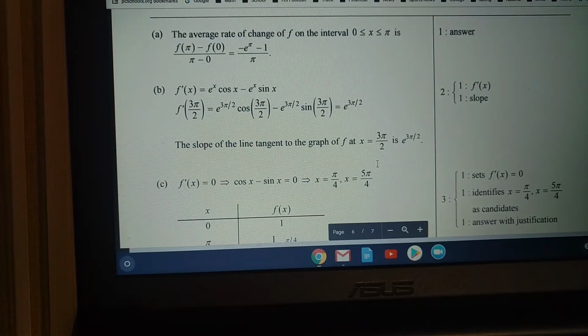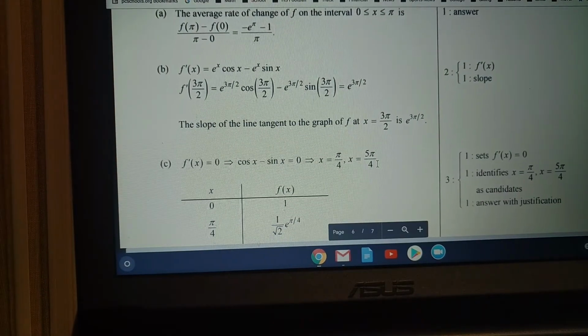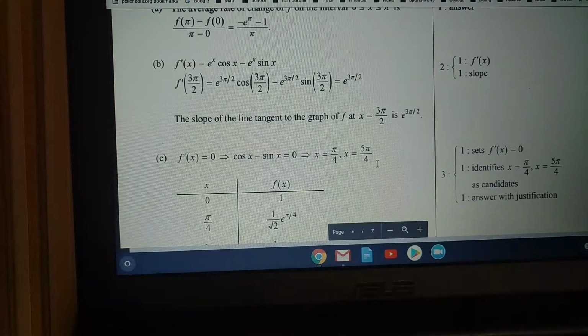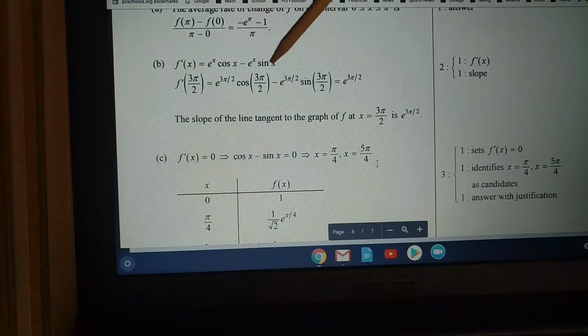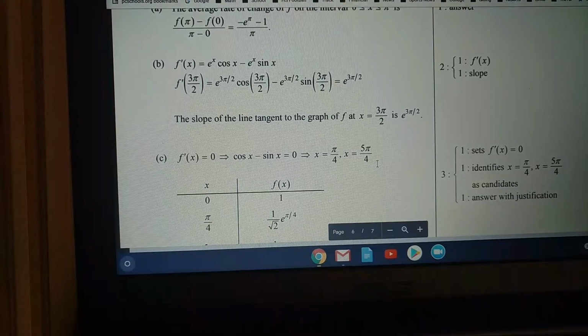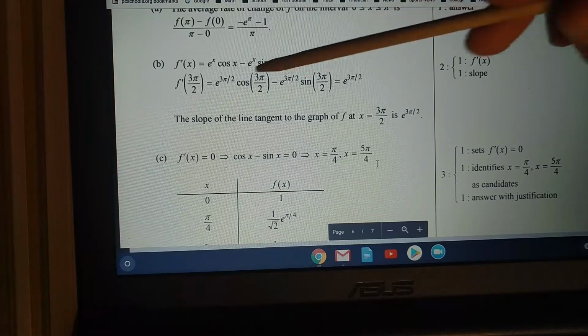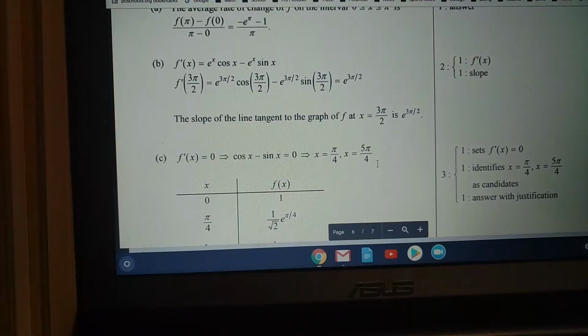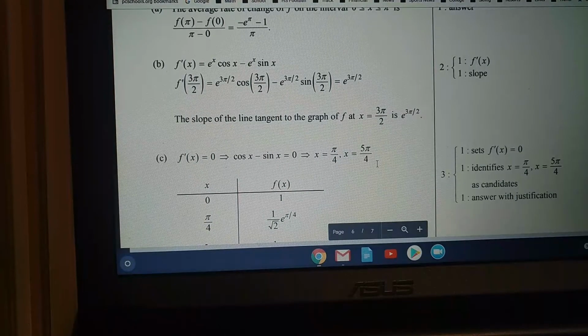All right, part B. So for part B, you get 1 point for correctly getting the first derivative. That's listed right here. It's okay if you factor the e to the x out, but you don't need to. And you get a second point if you correctly evaluate and get the e to the 3 pi over 2. So you must have that evaluated correctly to get that slope of e to the 3 pi over 2.